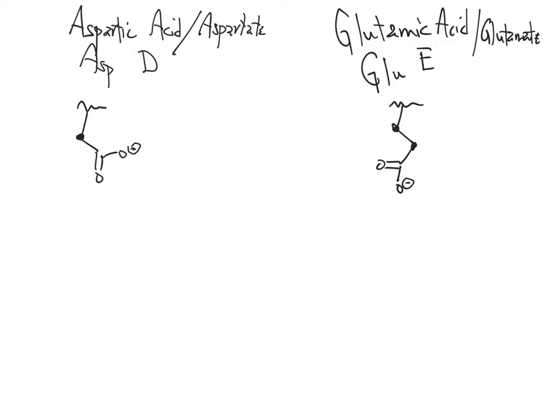Now we're going to start doing the polars. One of the polar amino acids is called asparagine, and I just like to draw it alongside aspartic acid. The 3-letter code for asparagine is ASN, and its 1-letter code is N.